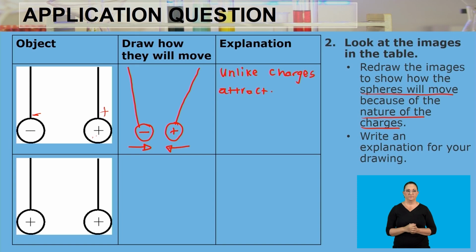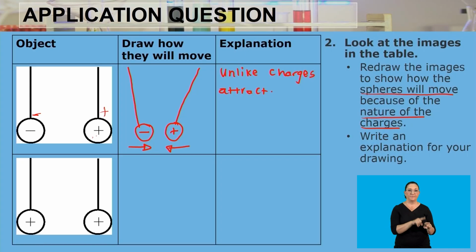Now the next spheres that we have here are both positively charged. According to the law, like charges repel and unlike charges attract. These two are like charges, so they are going to be moving away from each other. The first one will go to one side and the other one will go to the other side, because they are both positive. The same thing is true if those two charges were negative.